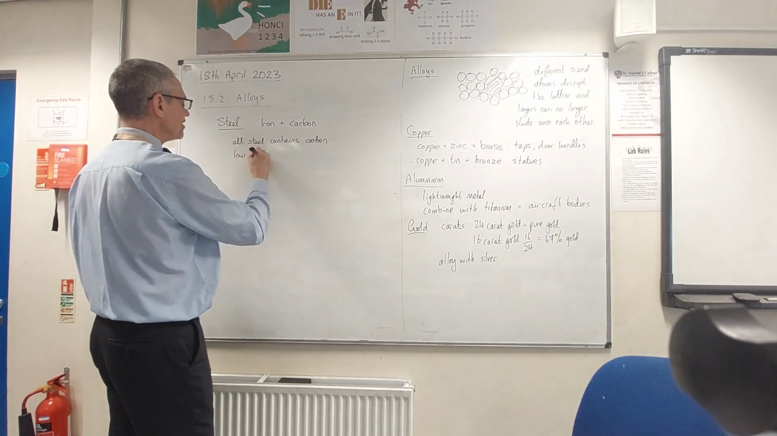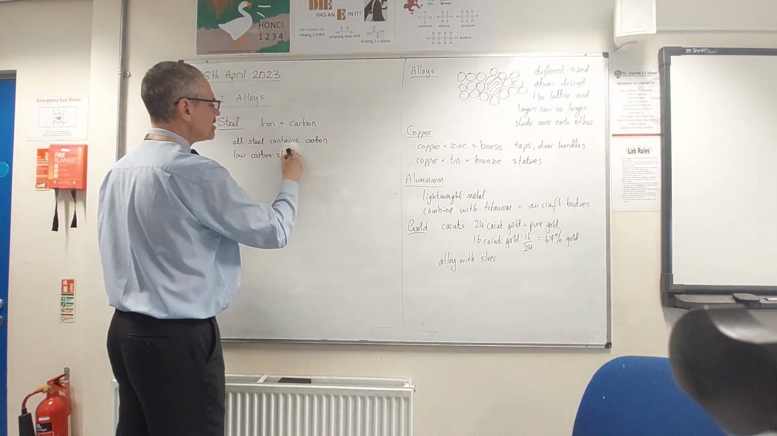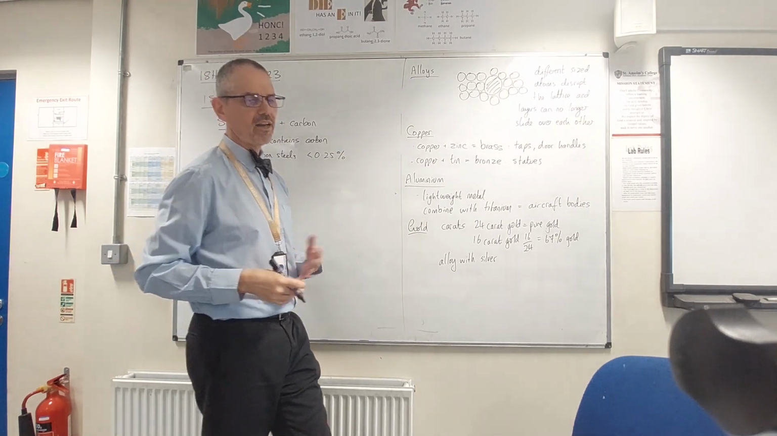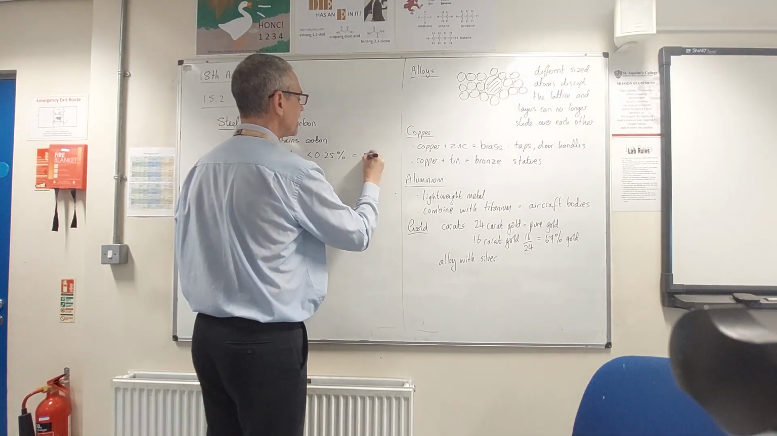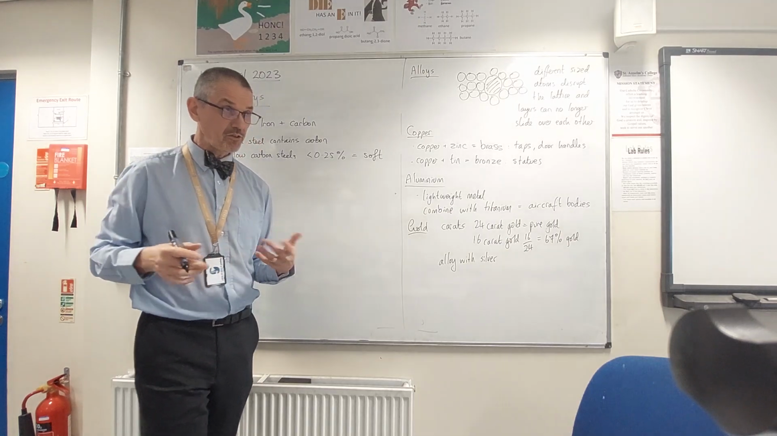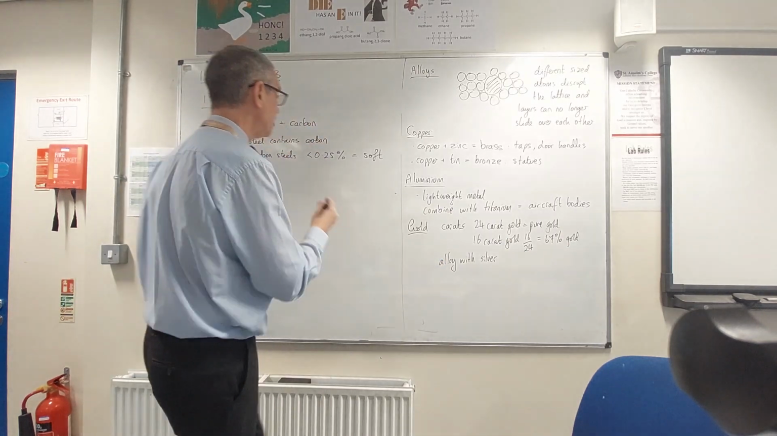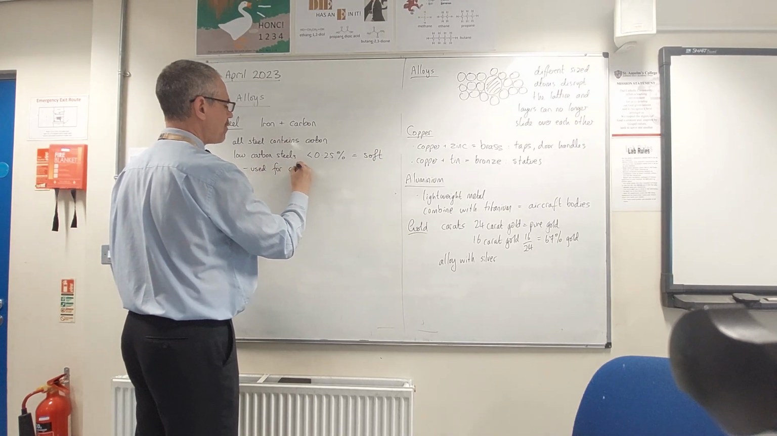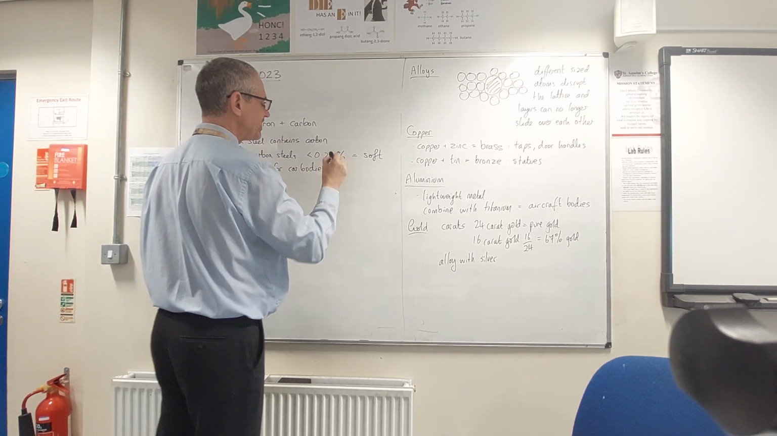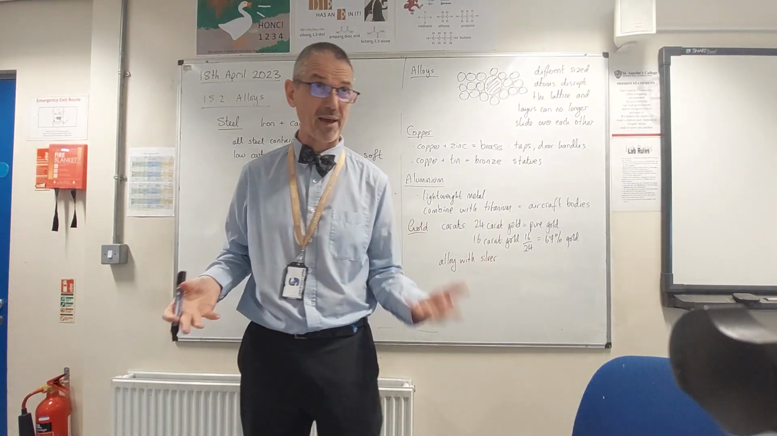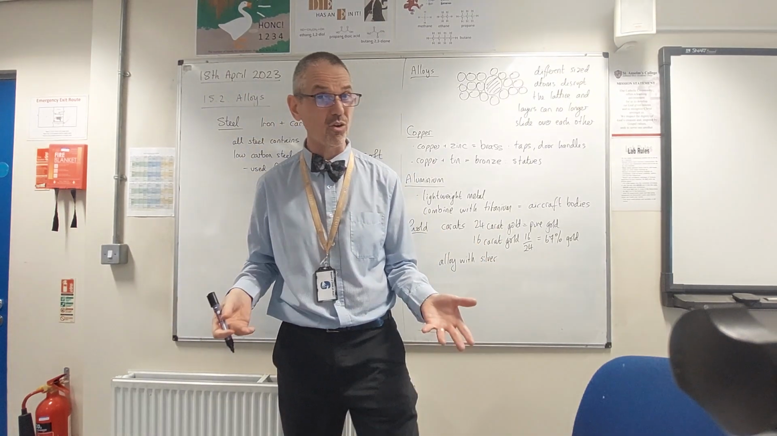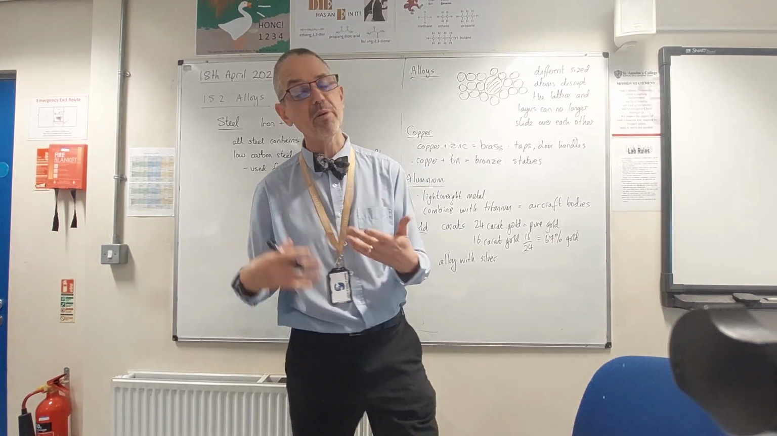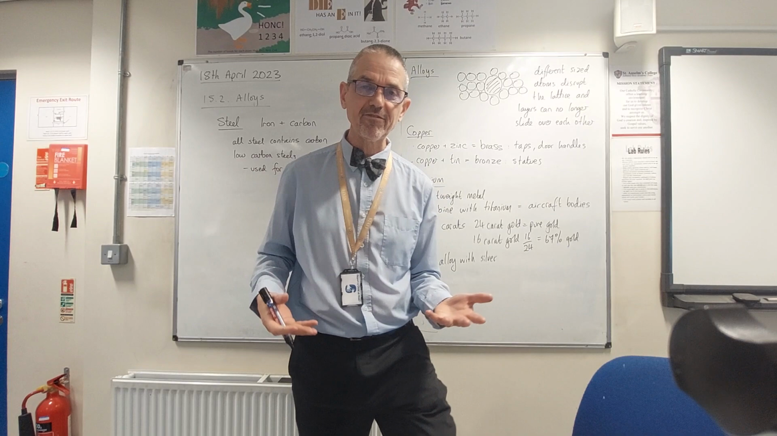Low carbon steels, and by low carbon I mean less than 0.25%. Low carbon steels are relatively soft. So if you're making something like a car body, you actually want the material to be fairly soft. Think about a car door. If you kicked a car door, it would probably bend. The owner of the car would not thank you for that, but it's relatively soft, yeah?